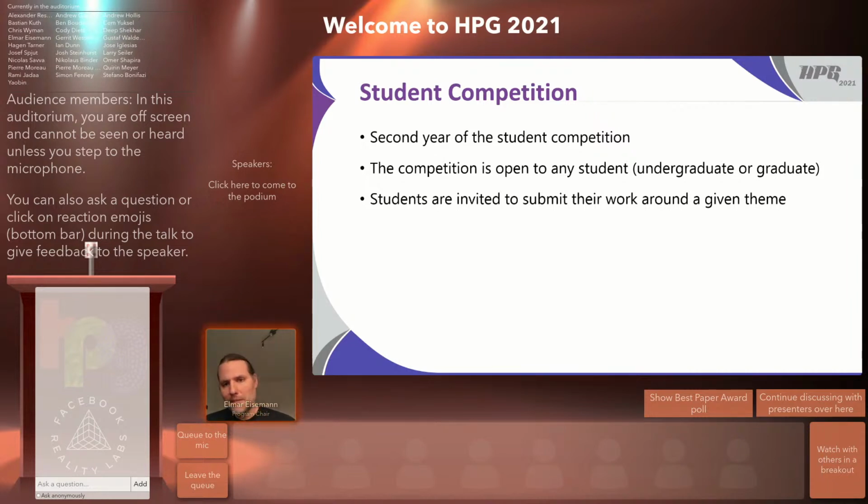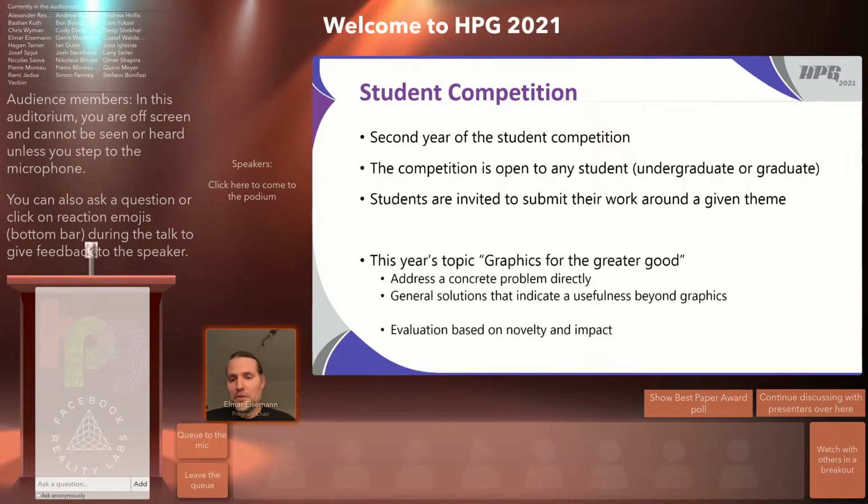Because of the pandemic and all the bad things that are going on in the world, we said, okay, we want to do something different and asked as a topic for graphics for the greater good. Of course, this is extremely broad, but the idea was to either address a concrete real-world problem with a solution, or to provide a solution that is more general and indicates some usefulness beyond graphics. The evaluation of these projects was done based on novelty and impact.